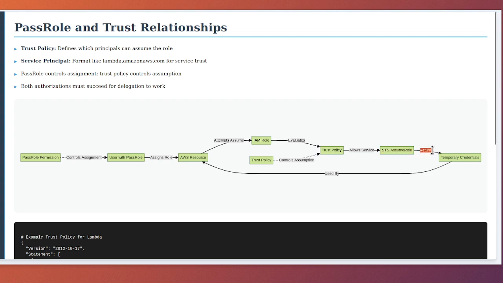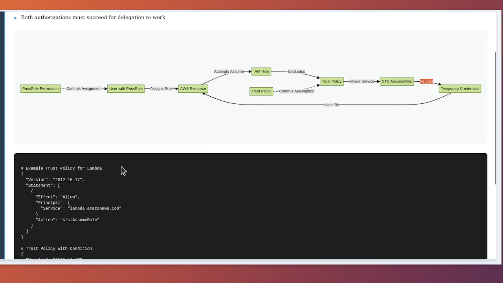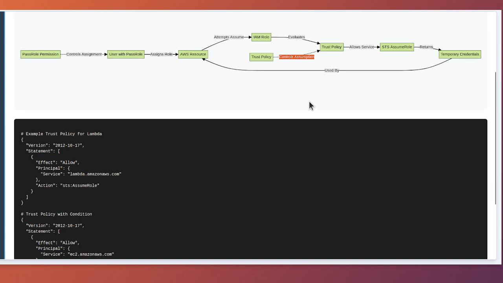STS returns temporary credentials, represented by the creds box, which flow back to the resource. These credentials are then used by the resource to perform operations. Below the main flow, we see two dotted lines representing the control relationships. The pass role permission box connects with a dotted line to the user, indicating that pass role controls the assignment action. The trust policy box connects with a dotted line to the trust node, indicating that the trust policy controls the assumption action. This diagram clearly shows that pass role and trust policies are separate but complementary controls.